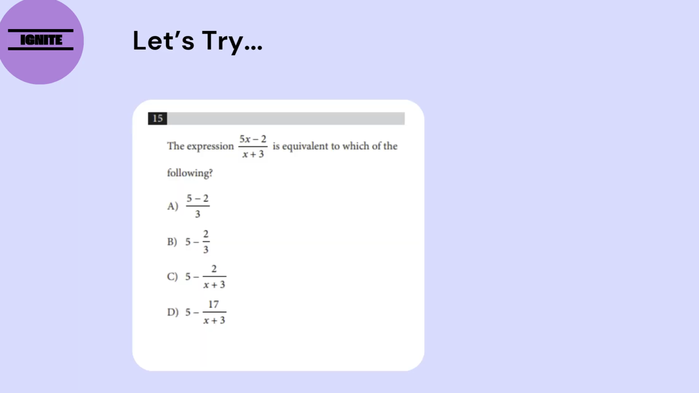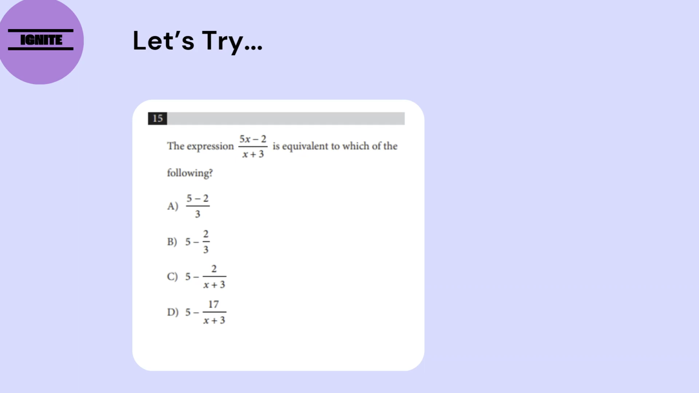Taking a look at question 15, we see the expression 5x minus 2 over x plus 3 is equivalent to which of the following? And as we look through the answer choices, we see that 5 is no longer bound to x. 5x is no longer a term. So somehow we have to get rid of the x by the 5. And the only way we can do that is division and reducing.